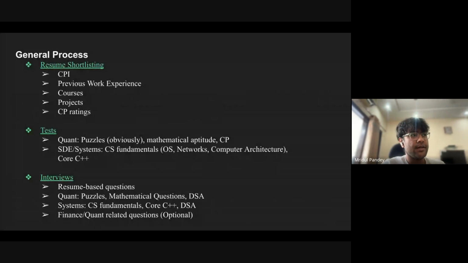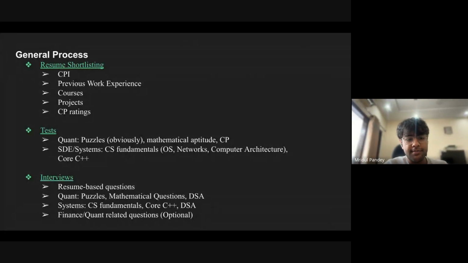The quant role generally contains three or four puzzles and some kind of mathematical questions on discrete math and probability. And the systems test usually has some CP questions as well as some questions on the theoretical aspects of CS, such as questions on OS and networks.